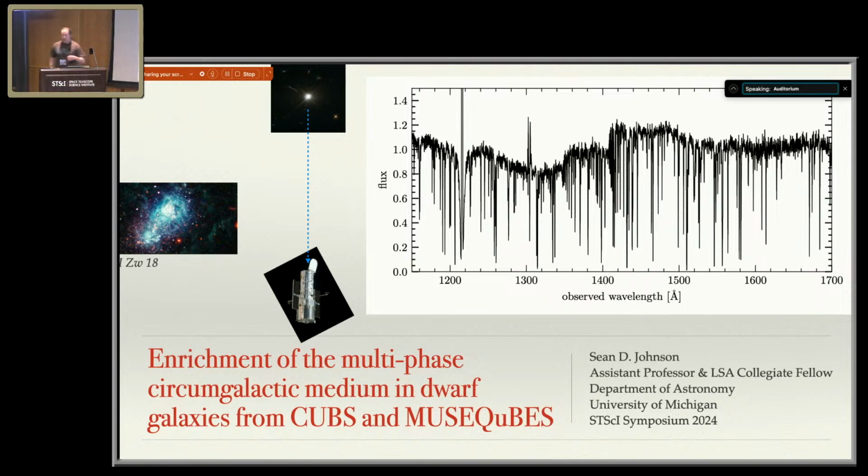And that's because we still don't have a great handle on the exchange of enriched material between galaxies and their surrounding cosmic ecosystems, the circumgalactic and intergalactic medium. We've made a lot of progress, but we still have a long ways to go. And so today I'm going to tell you a bit about the multi-phase CGM around dwarf galaxies, which is particularly challenging to study.